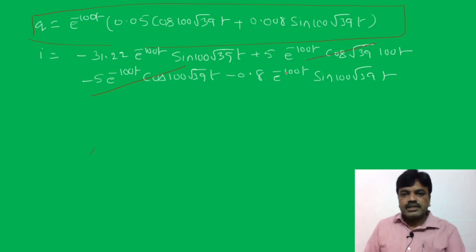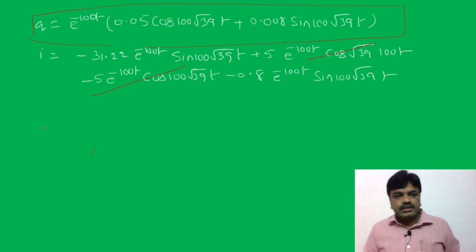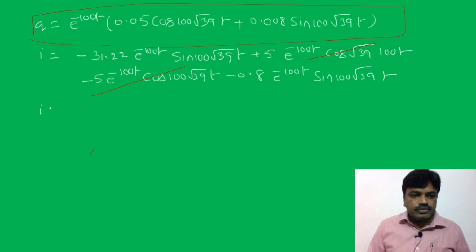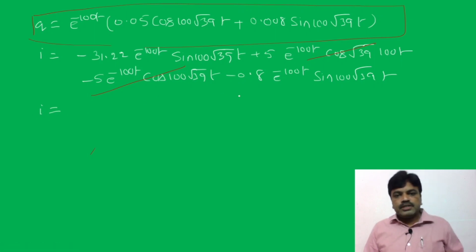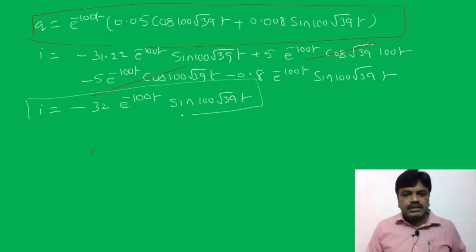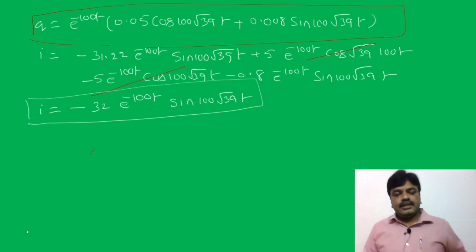Now if you observe the terms, minus 5 e power minus 100t cos 100 root 39t plus 5 e power minus 100t cos 100 root 39t, both are the same, so they cancel. So I is equal to minus 31, both are negative terms, so adding gives approximately 32. So I is minus 32 e power minus 100t sin 100 root 39t. This is the current in the circuit at any time t.